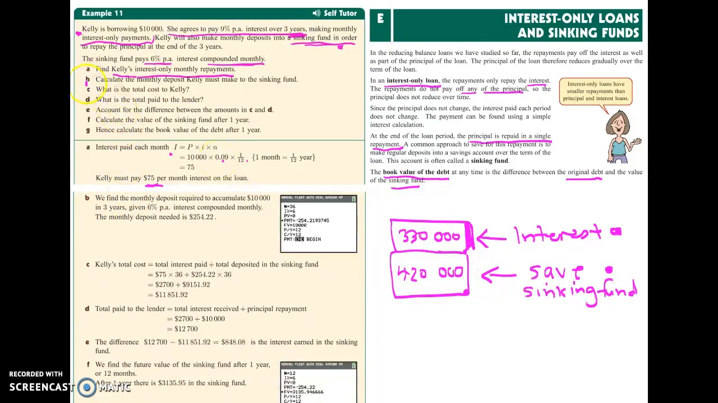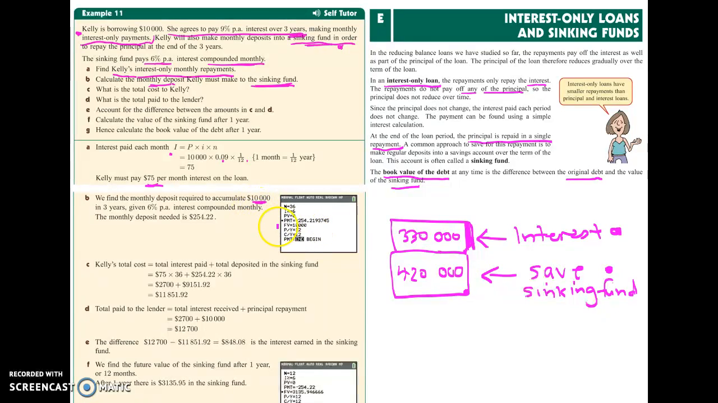Now, part B says, calculate the monthly deposits she must make into the sinking fund. So this is like the savings account. And if you read up here again, the sinking fund pays 6% compounded monthly. So we go down here and we find the monthly deposit, which accumulates to $10,000.